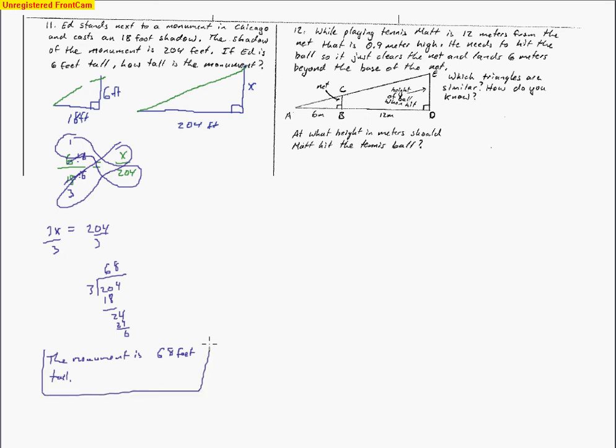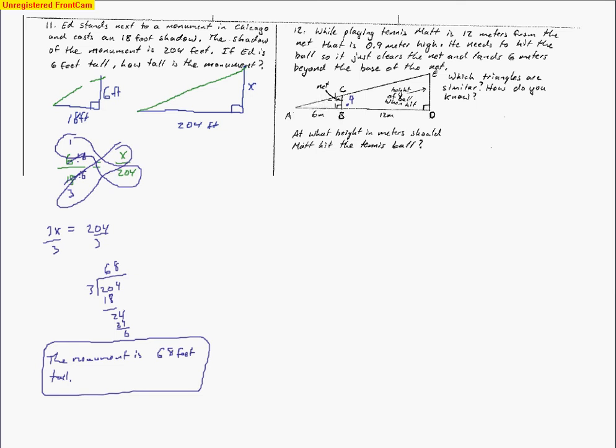Well, let's take a look at the next problem, and it talks about how while playing tennis, Matt is 12 meters from the net. So here's the net right here. That's what it says. And so 12 meters from the net. And the net is 9/10 meters high. So I'm going to put a 0.9 right here. And then he needs to hit the ball so it just clears the net, but lands 6 meters beyond the base of the net. So 6 meters over. And so which triangles are similar, it says, and how do you know?